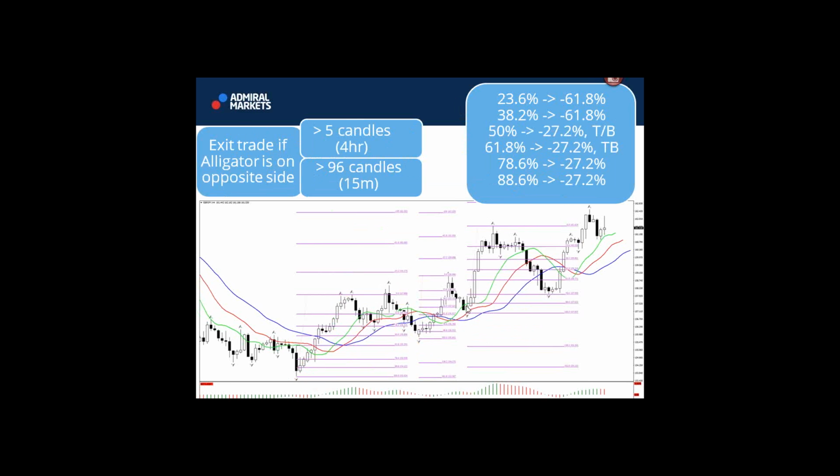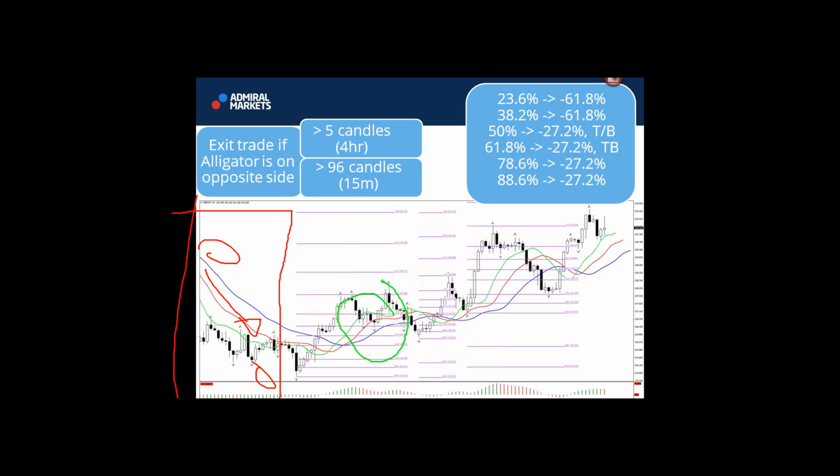So let me dive into that a bit more. First of all, you want to exit if the Alligator is on the opposite side. So let's say we had a bearish fib from here to here because the Alligator was bearishly aligned, right? In this part where there's a red box. You follow me, right? But then all of a sudden they're bullishly aligned. Does a bearish fib still make sense? No, right? We got bearish alignment.